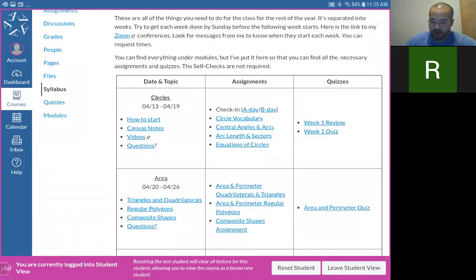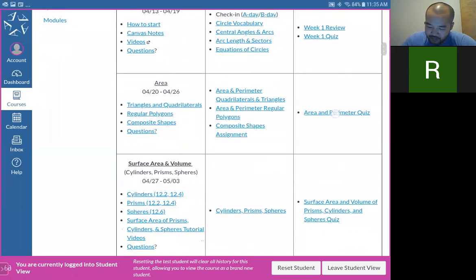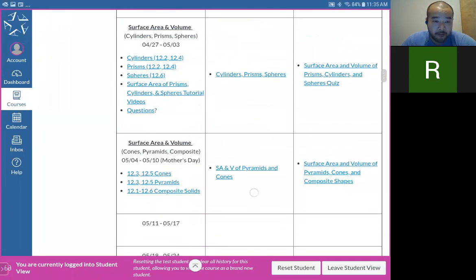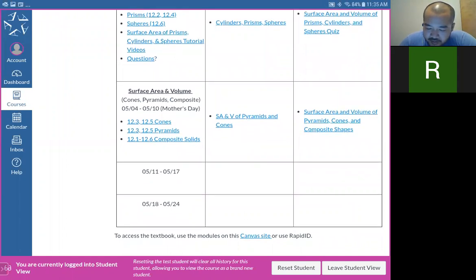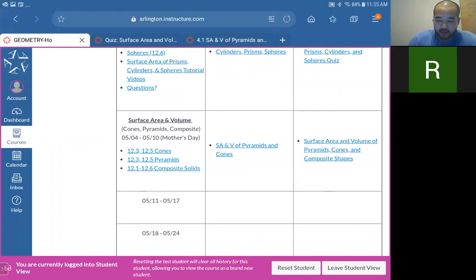Okay, so where are we at now? Week 1, week 2, week 3, we are on week 4. So cones, pyramids, composite solids. You have an assignment and a quiz. Let's take a look at both of these.